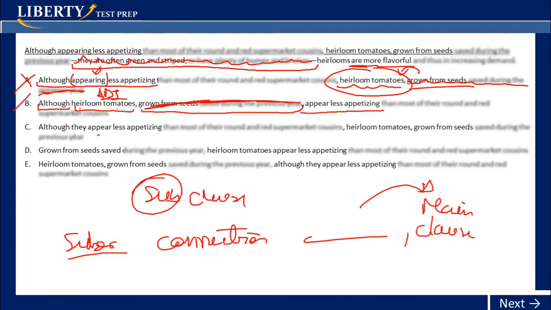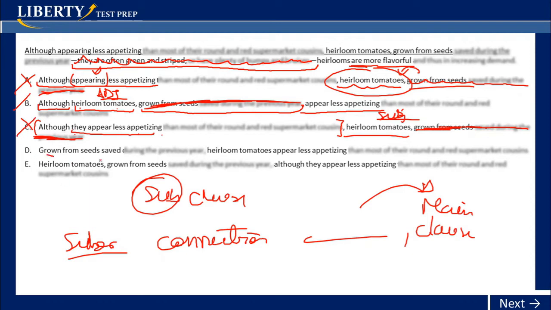Letter C, "although they appear less appetizing." Alright, we don't know what "they" is. Heirloom tomatoes, alright, so we already know what "they" is. "They" refers to heirloom tomatoes. This "although they appear less appetizing" is a subordinated clause. We have a comma, so heirloom tomatoes seems to be the subject for the main clause. And then we have "grown from seed." That whole thing is a modifier, and we don't have a verb, so it's incomplete. We cannot connect it to the other clause. "Heirlooms are flavorful," so letter C is out.